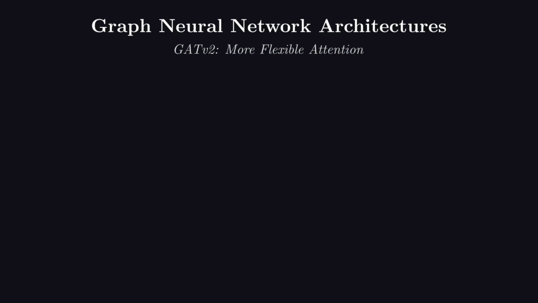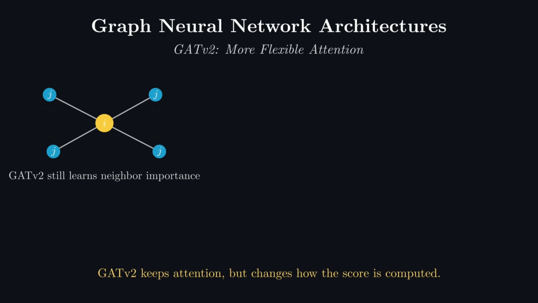Next is GATv2, which is a more flexible version of the graph attention network. The main idea is still attention. On the left, the yellow node is the node we want to update, and the blue nodes are its neighbors. Just like in GAT, the yellow lines represent larger attention weights, so some neighbors influence the center node more strongly than others. The difference is not that GATv2 removes attention. The difference is how the attention score is computed.